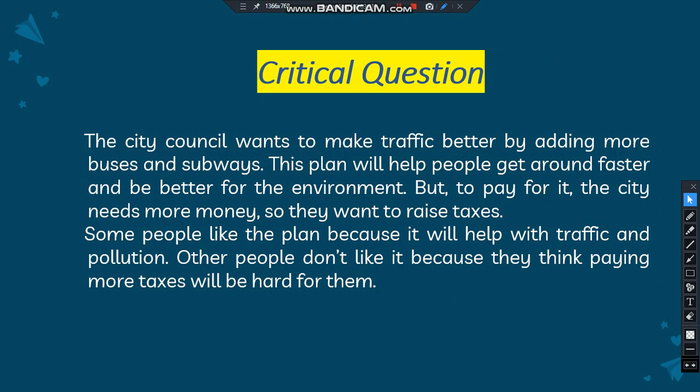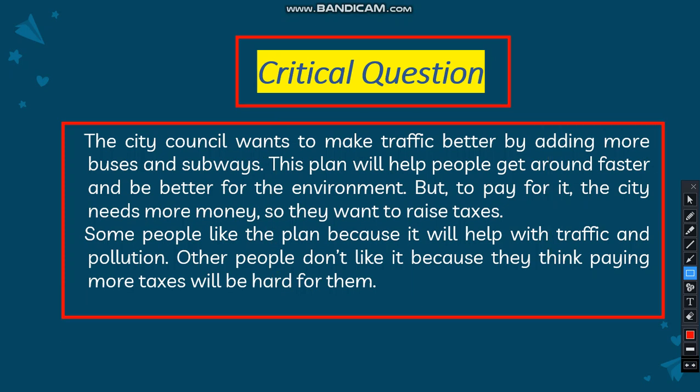All right. So in this part, we will cover critical questions, like what kind of questions are critical questions, and we will use the following text. The text says the city council wants to make traffic better by adding more buses and subways. This plan will help people get around faster and be better for the environment. But to pay for it, the city needs more money, so they want to raise taxes. Some people like the plan because it will help with traffic and pollution. Other people don't like it because they think paying more taxes will be hard for them.